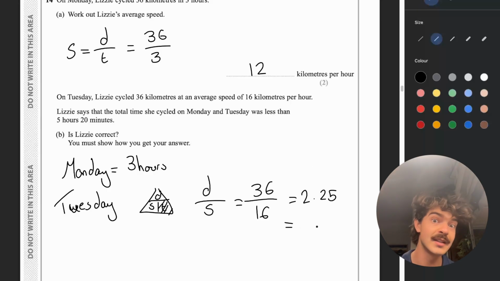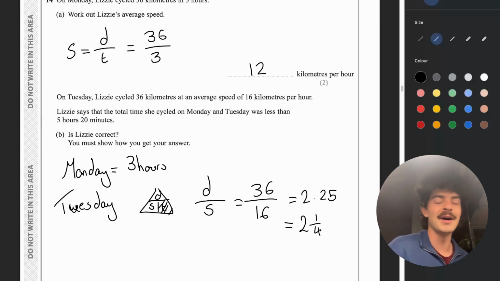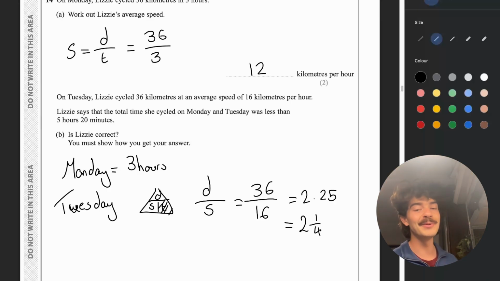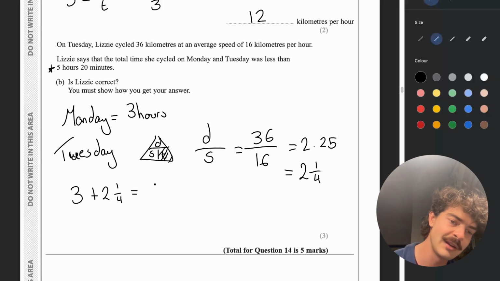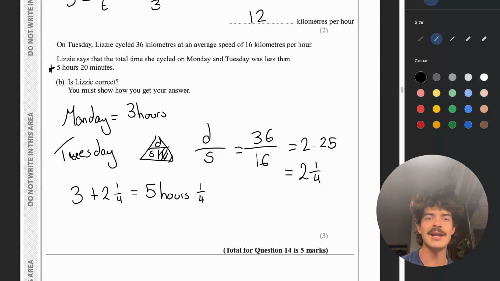Or, I think a slightly nicer way of doing this is 2 1/4. Mixed numbers, right? Going to be very nice. Now, why is this particularly nice? Well, look, we're dealing with hours, but our answer up here, this 5 hours and 20 minutes, is hours and minutes. So, what is our total time? Well, it's the 3 hours plus the 2 1/4 here, which is going to be a total of 5 hours and a quarter. But what's a quarter of an hour? Well, actually, to convert it normally is quite difficult, but we know the saying, a quarter of an hour is 15 minutes.